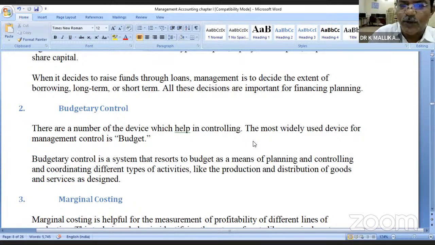How much additional capital do we require? How much additional manpower is required? How much material is required, and where is the material available? Capital you can either mobilize from your own resources, or you can take a loan. So which one is better? Budgetary control is a system for management planning and controlling, coordinating different activities like the production and distribution of goods and services, and design.